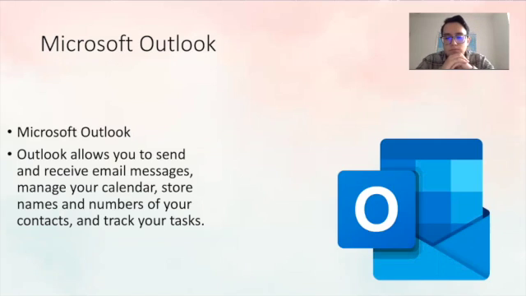So Microsoft Outlook is quite simple. It's basically for emails, sending emails. I think by now everyone knows what an email is. You can manage your calendar to say when you have to do what. You can store names and numbers of your contacts and track your tasks.